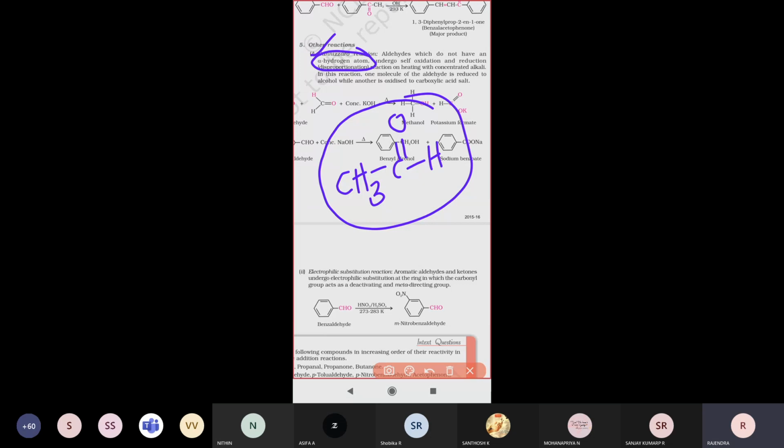Anybody? Functional group adjacent carbon, what do you call it?